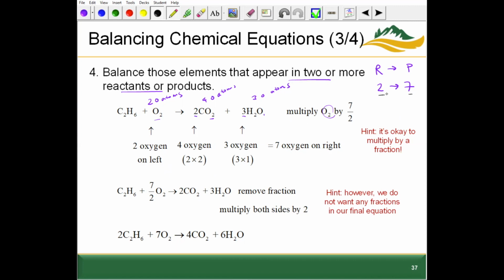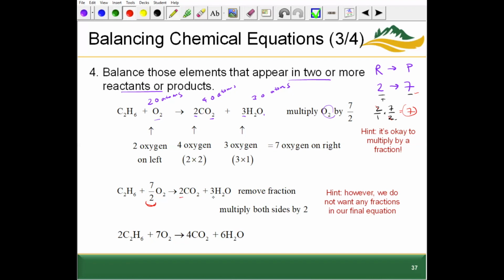To make this equivalent, we can actually multiply 2 over 1 times 7 over 2. How do we get this fraction? We're taking this larger number divided by the smaller number. When we multiply 2 times 7 over 2, that leaves just 7. So making 7 oxygen atoms on the reactant side, 7 on the product side. This isn't our final answer because we don't like to have fractions here typically in these equations.